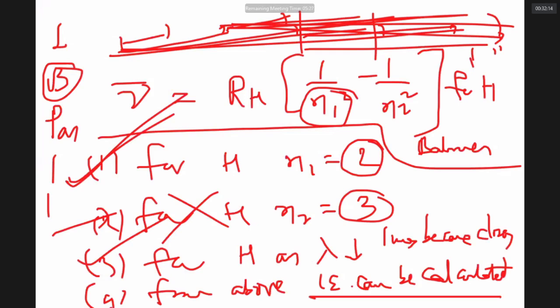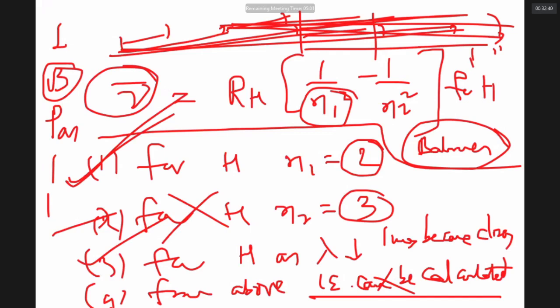Ionization energy means normally in hydrogen, electron resides in level 1. The energy required to take electron from 1 to infinity is called ionization energy, not from 2 to infinity. Yes or no? So from Balmer series values, you can't calculate IE. So statements 1 and 3 are right. Are we clear on this one, sir?